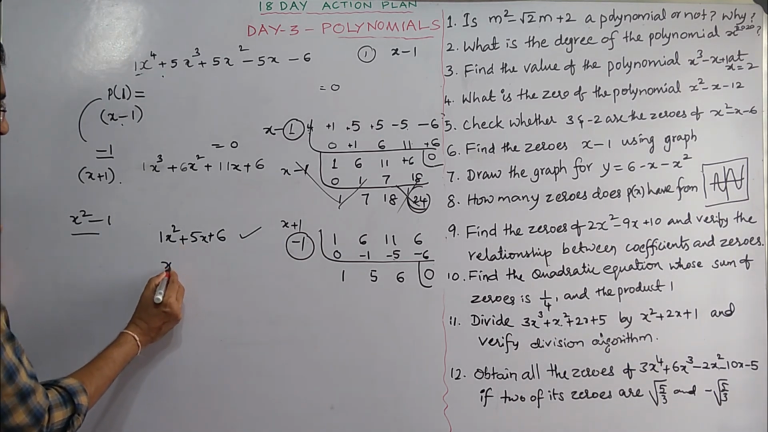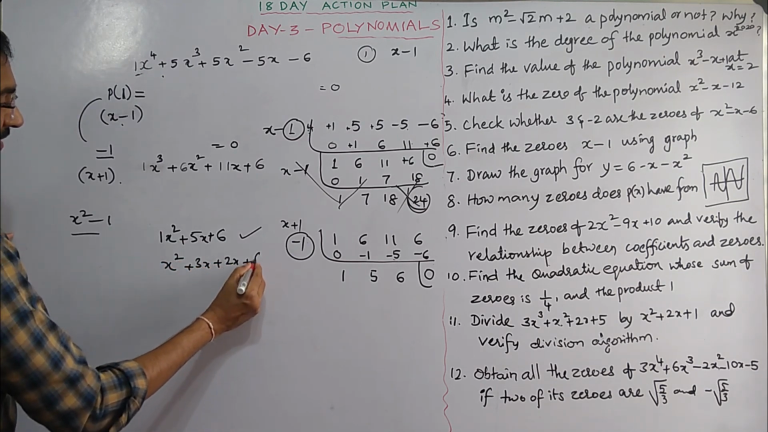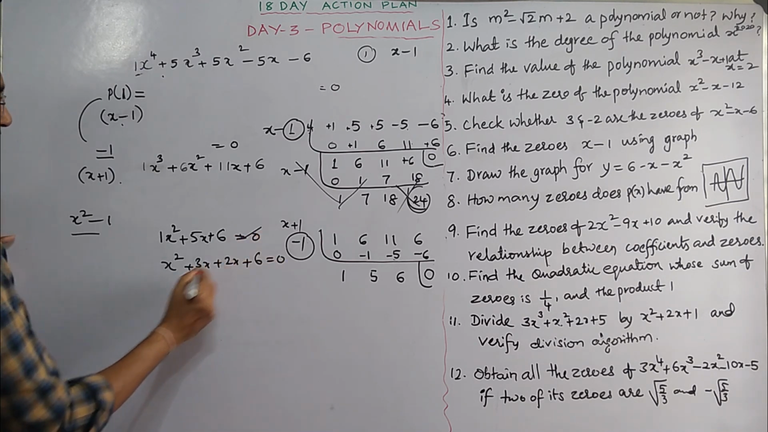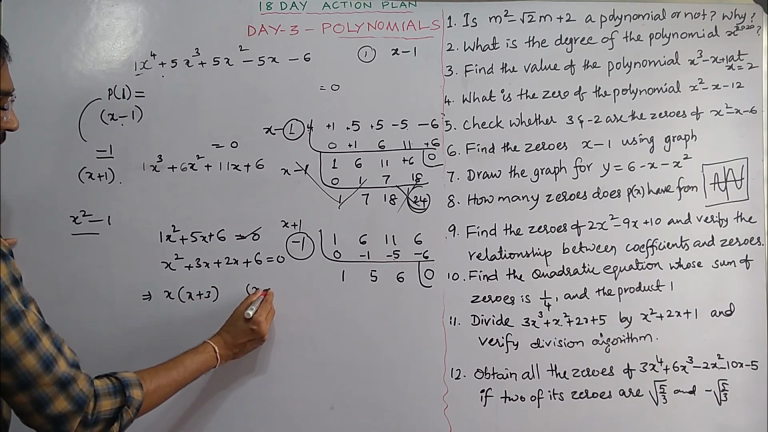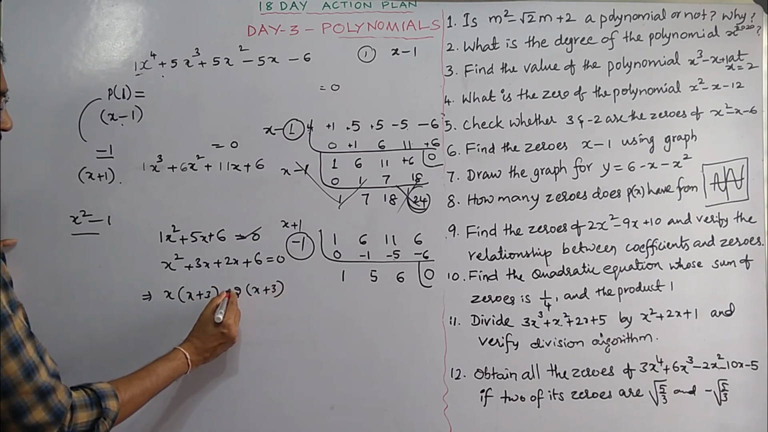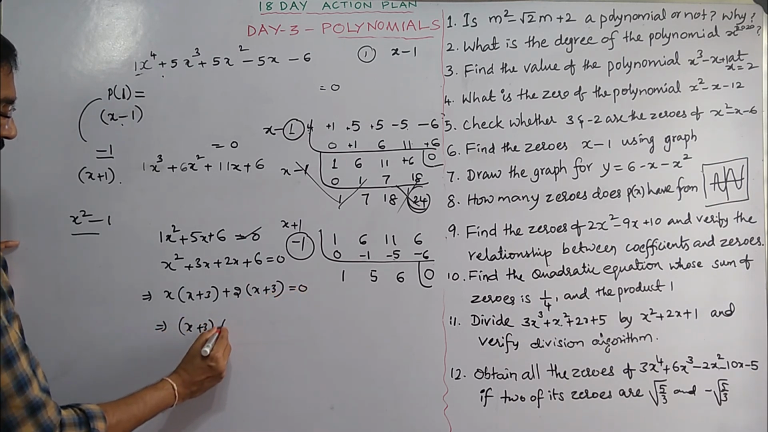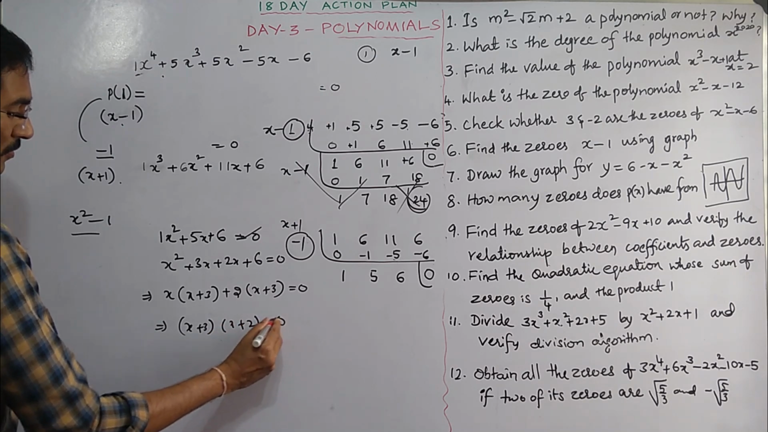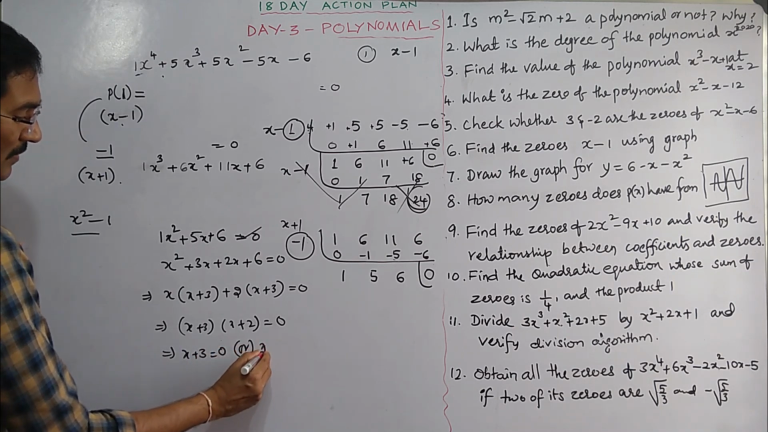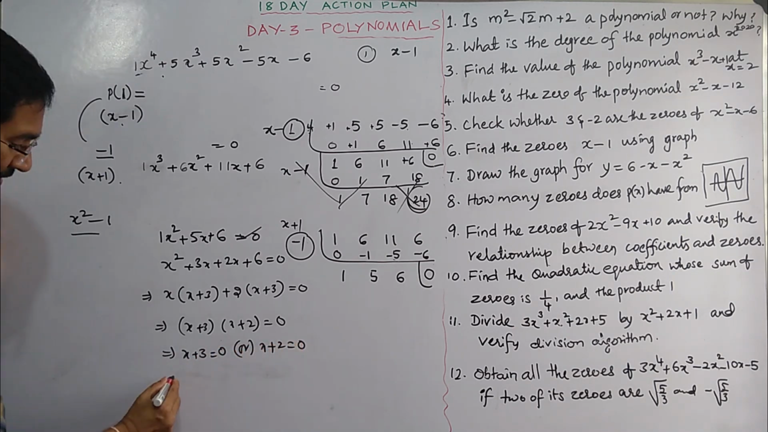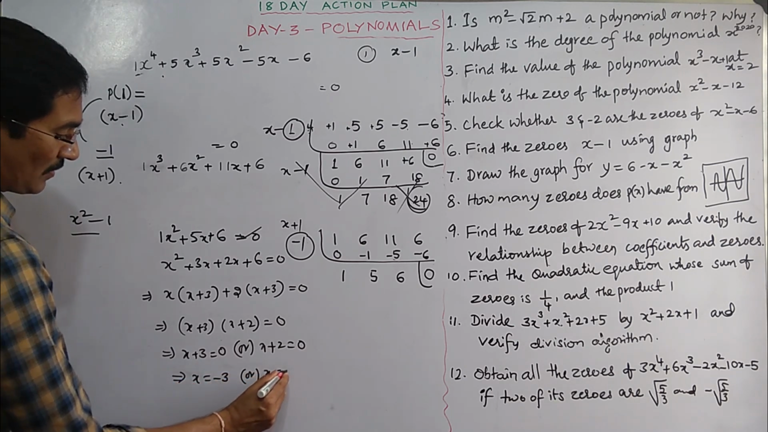So this can be written as x square plus 3x plus 2x plus 6. I think you understood how I am doing, because you must be perfect by this time. So x plus 3 taken common, it becomes x plus 2. So x plus 3 into x plus 2 is equal to 0. So x plus 3 is equal to 0 or x plus 2 is equal to 0. This means x is equal to minus 3 or x is equal to minus 2.